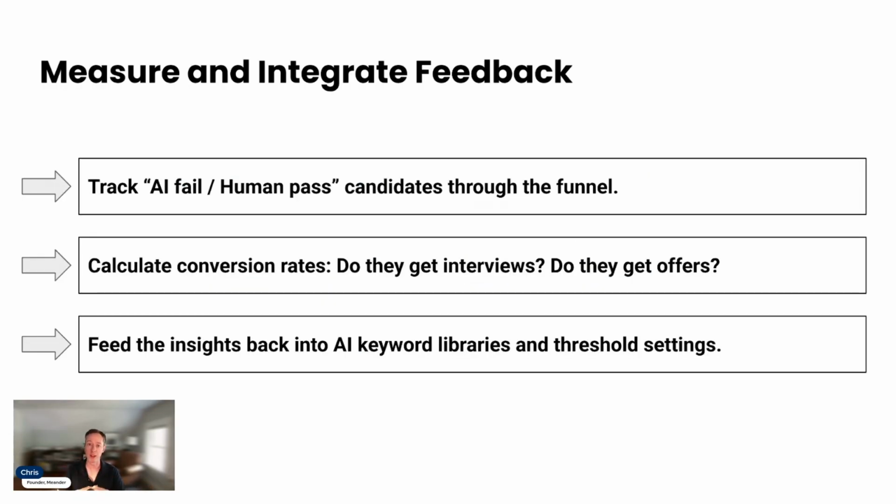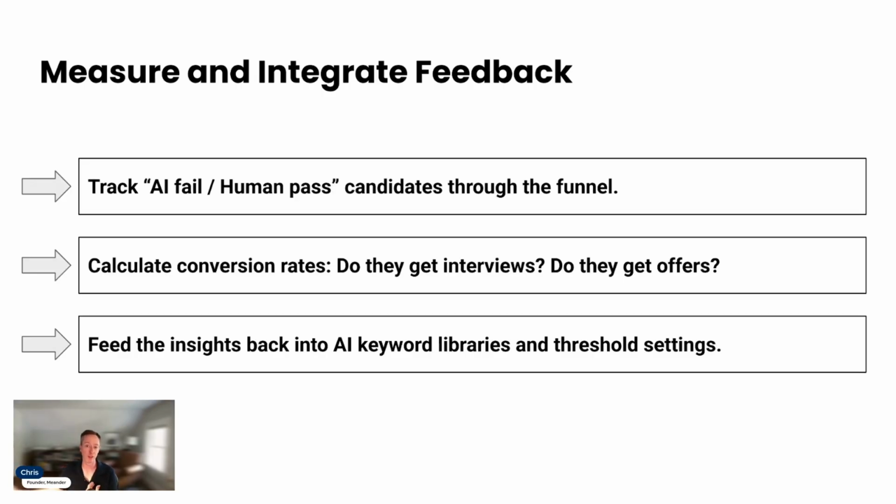But once you've actually got the data, you then need to figure out how do you actually use it. And so we want to measure the output and then start to integrate that feedback back into the tool. So there's a few steps to go through in this process. Firstly, we want to track how many failed the AI review but passed the human review. And then a follow-on to that is the conversion rates. Based on those human reviews, how many were then interviewed further down the funnel, and how many actually get to offer?